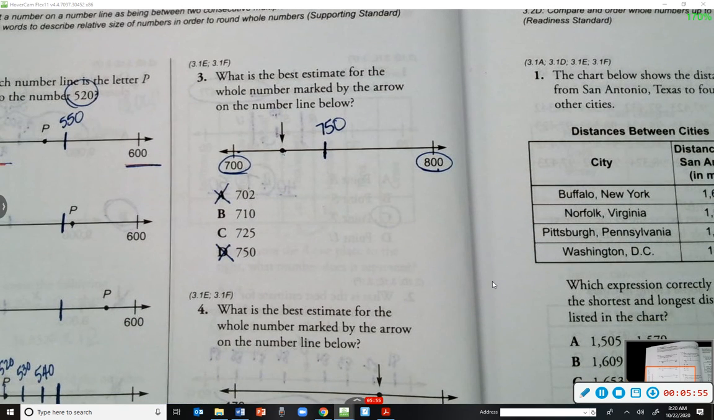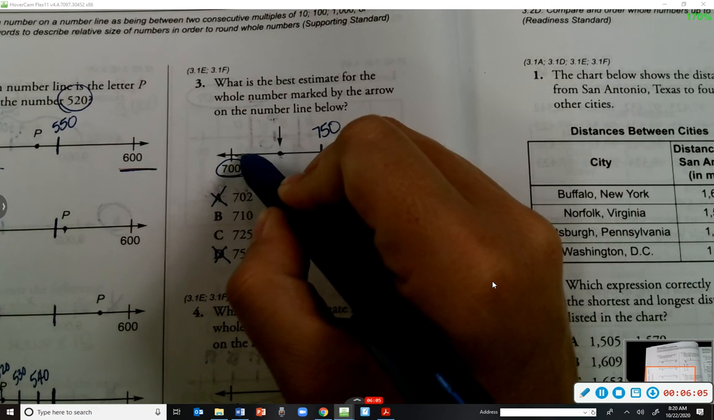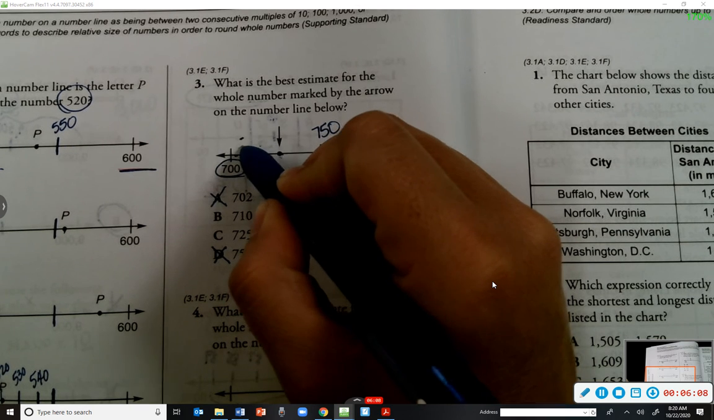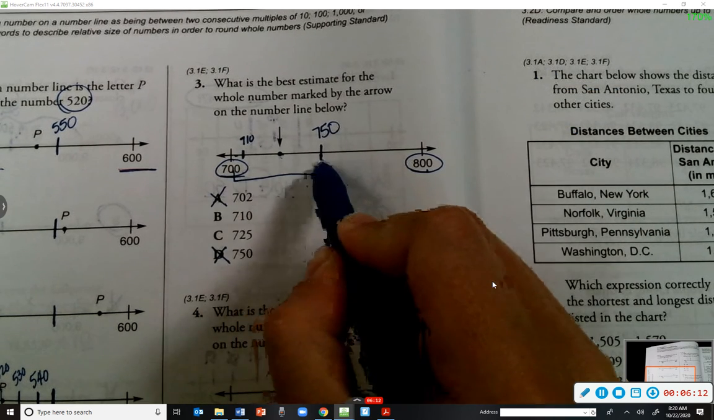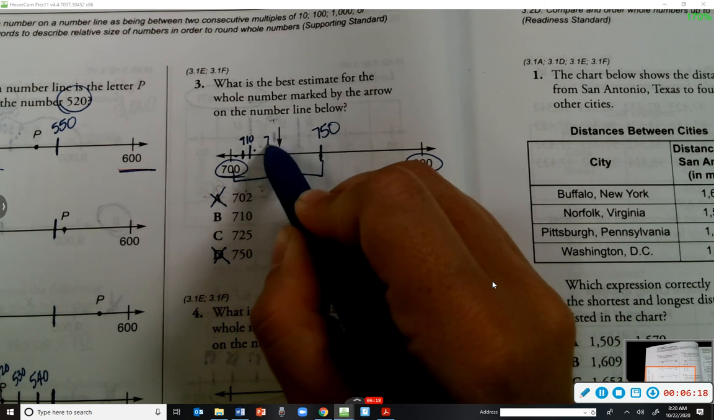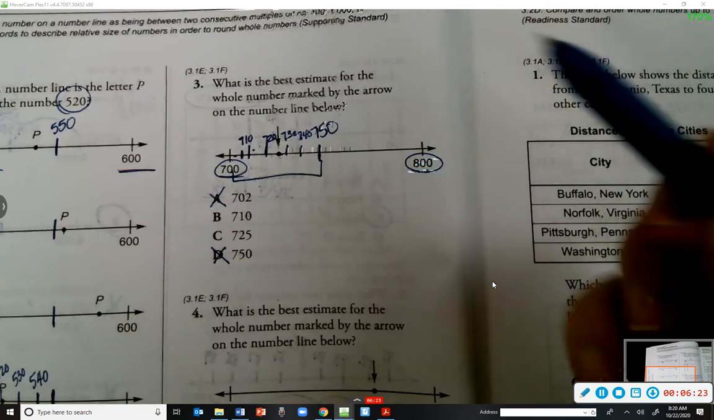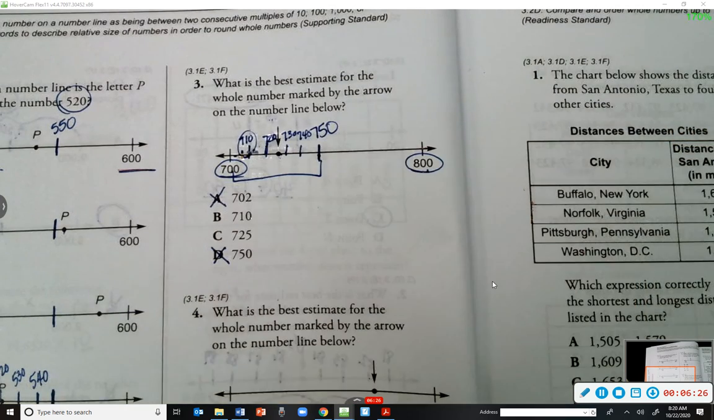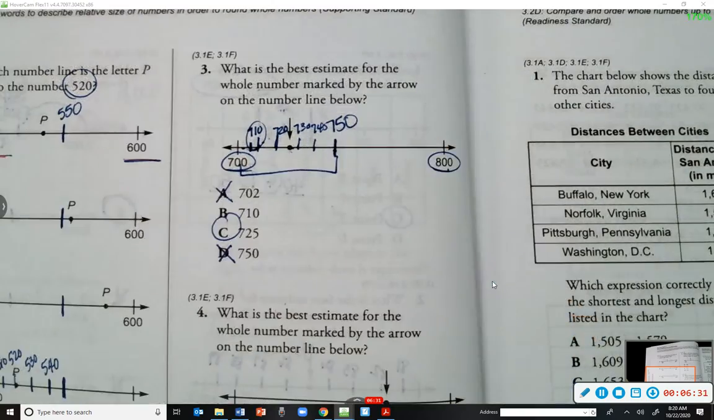What do you think, Javea? 725, good. 710 is going to be closer to down here since we're skipping by. This is a big gap right here, 50. I've got to fit 710, 720, 730, 740, all in between that space. So 710 is going to be closer to the end. Okay. So C is the answer. Good.